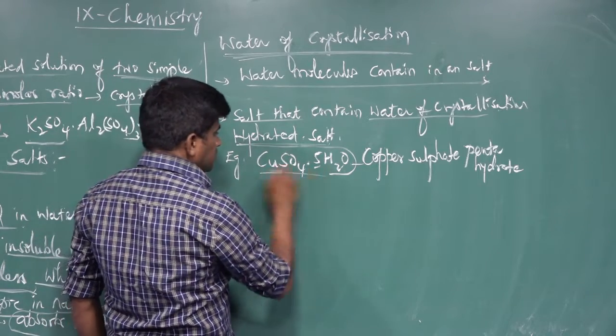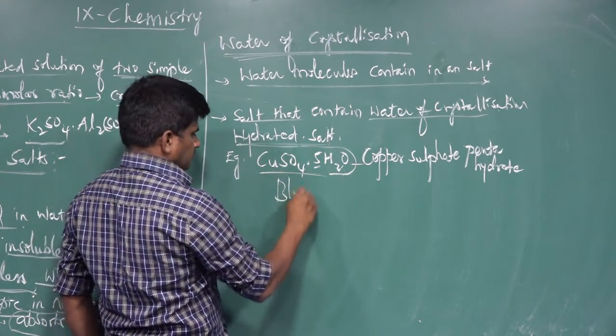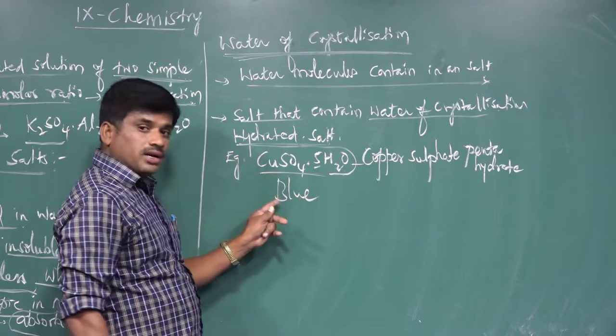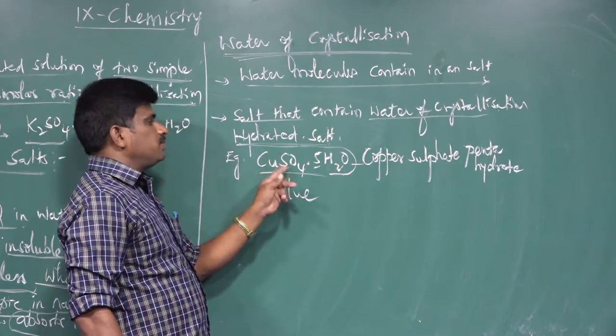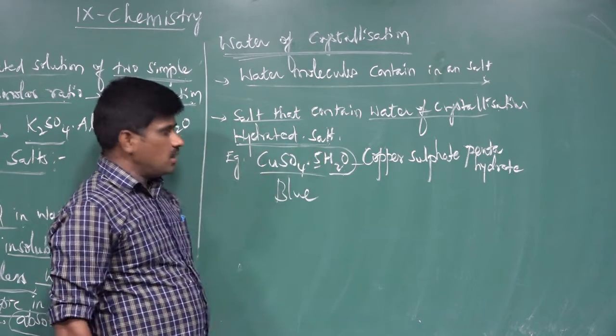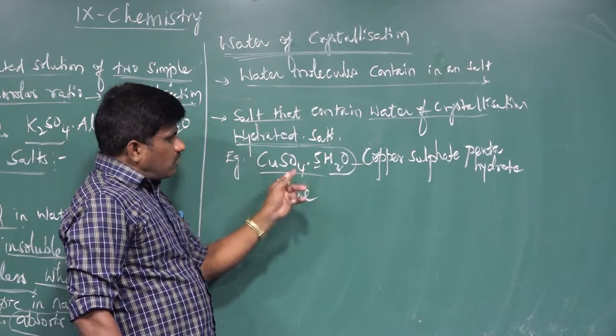The color of this copper sulfate is blue. The only reason why the copper sulfate is blue in color is because it contains these 5 molecules of water. How are these 5 molecules of water removed?